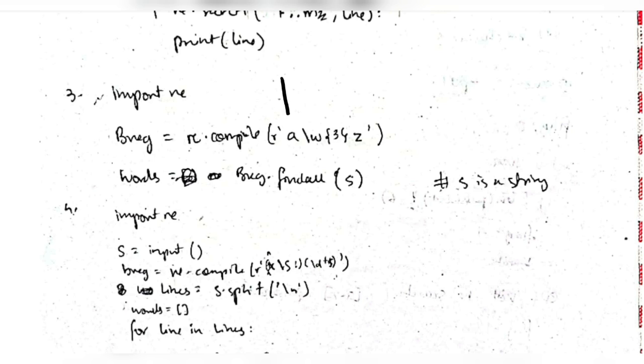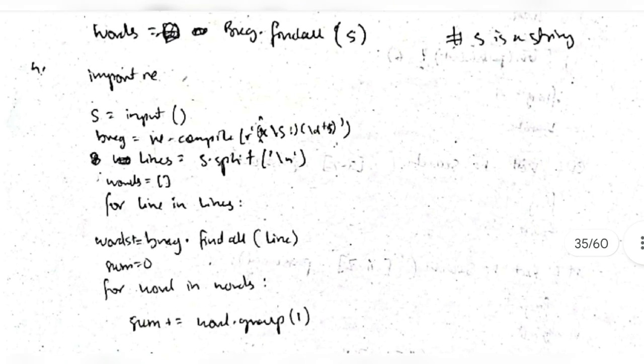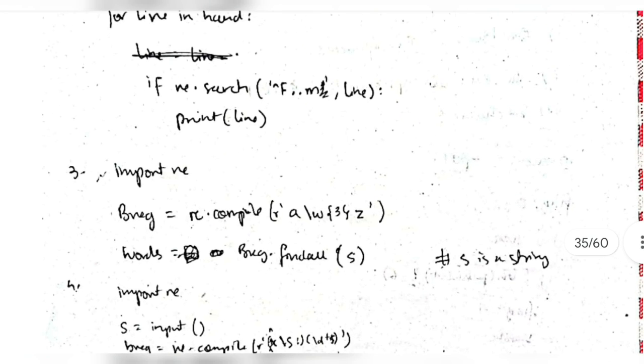First we will write A, since it starts with A and ends with Z, and it has 3 letters in between. Okay, so we'll have this regular expression in breg, and breg will be doing the findall operation in S. S is the string which we are going to search, and that's basically it. We'll have in words all the words matching this regular expression.